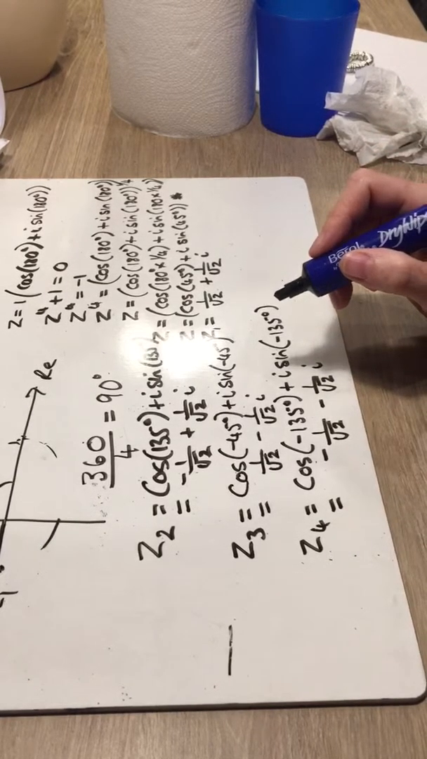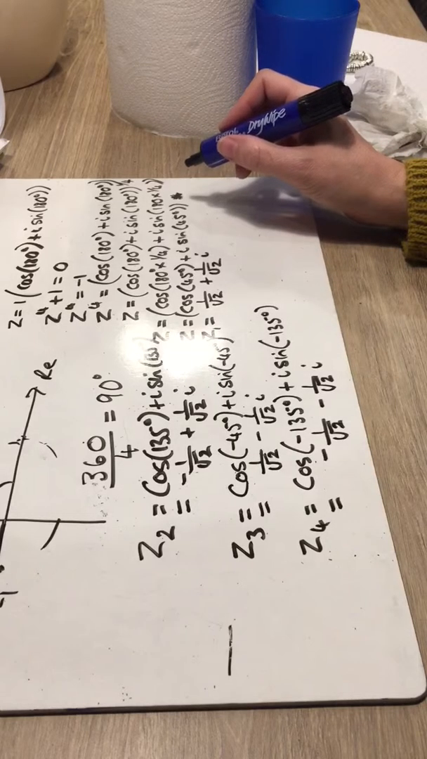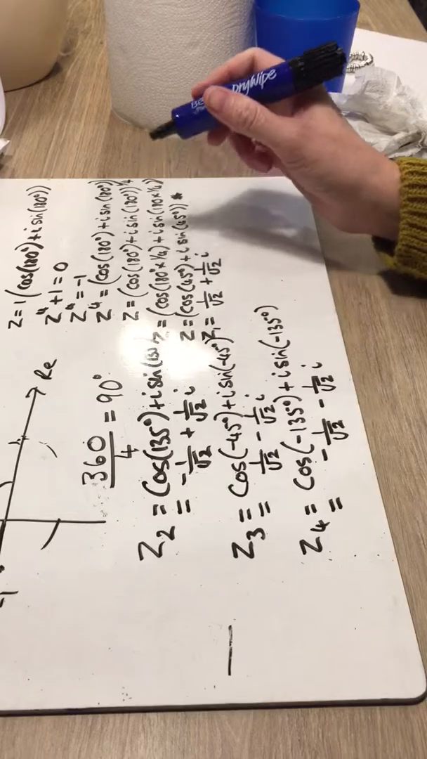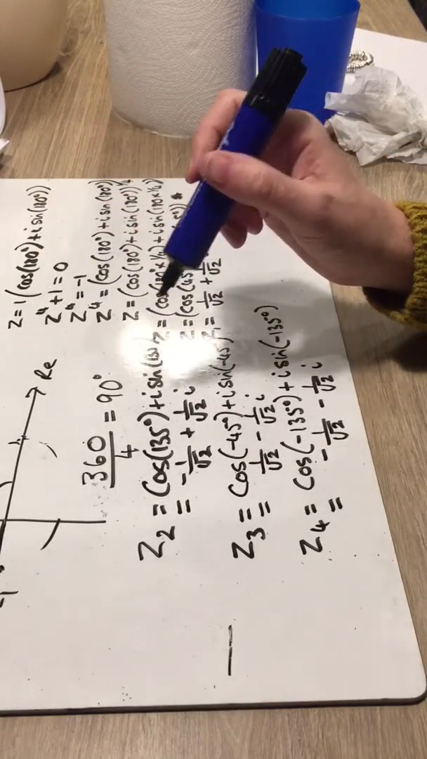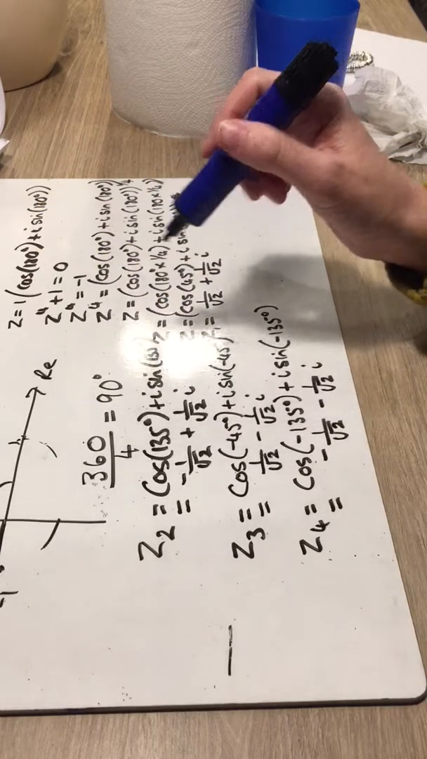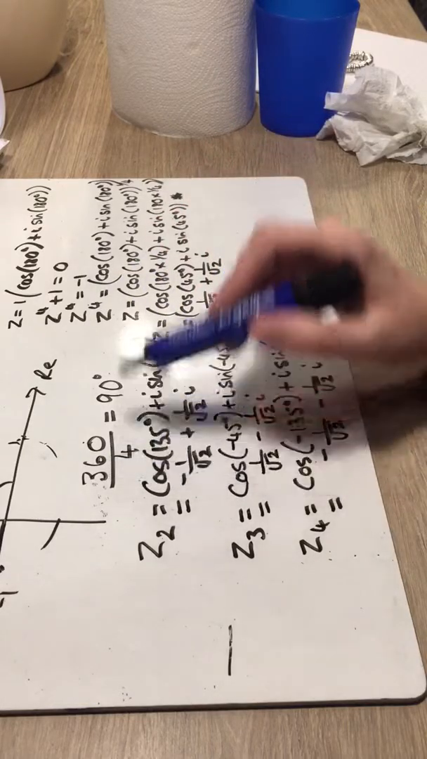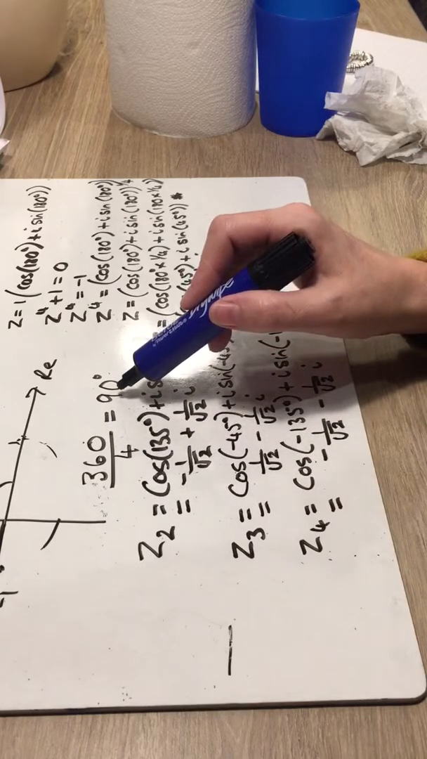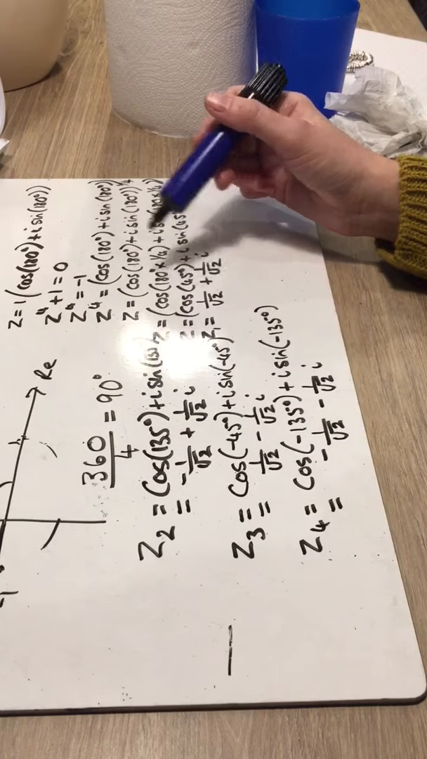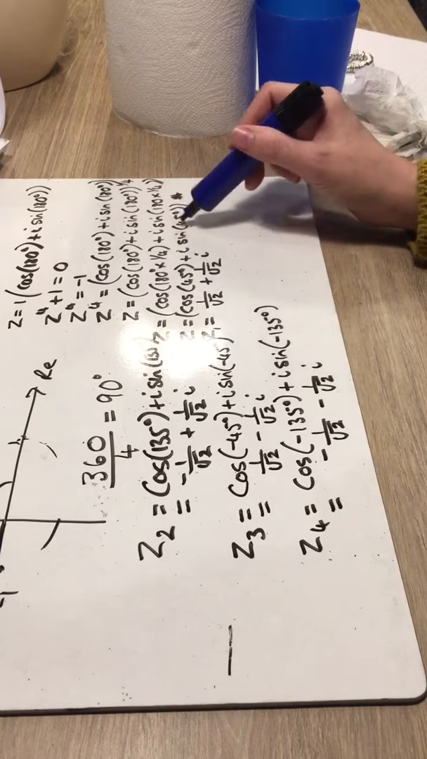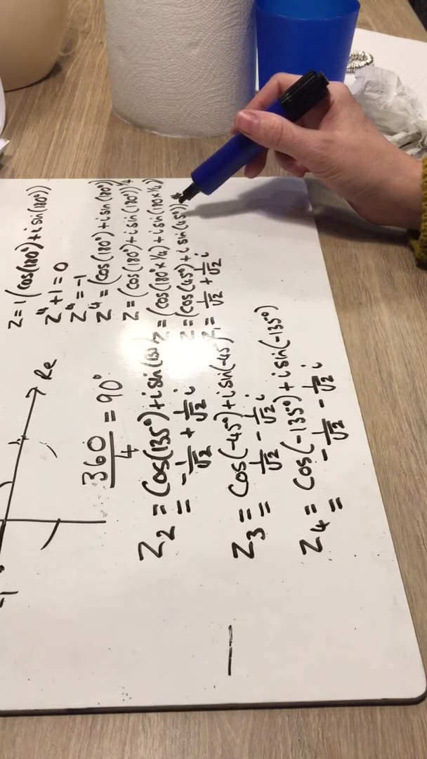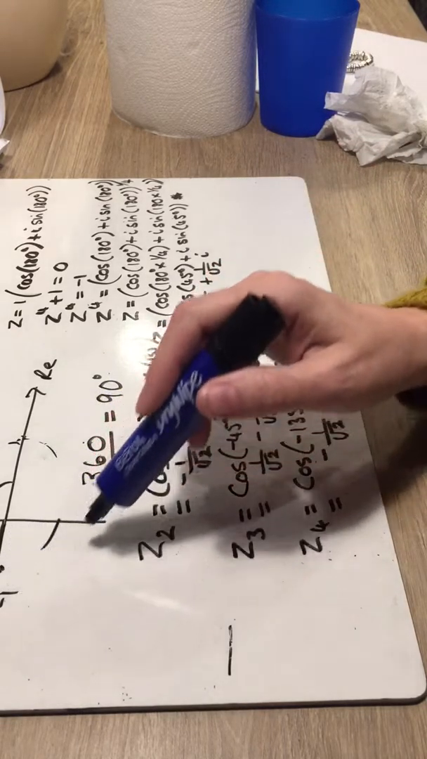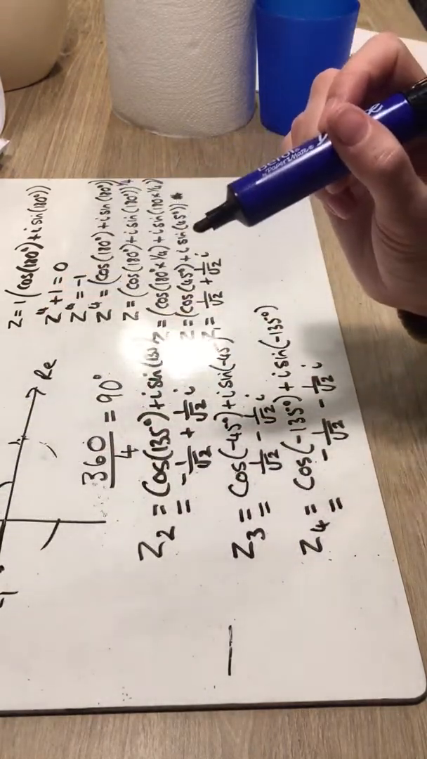So just to recap, once you've got your first solution, because it's a power of 4, there's going to be 4 solutions. The solutions, if plotted on an Argand diagram, are equally spaced around a circle. Because it's to the power of 4, 360 divided by 4 gives you 90. So you're adding and subtracting 90 onto your first root, or your first solution, so that your arguments all lie between minus 180 and positive 180.